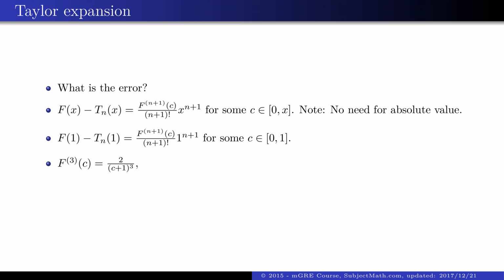We plug in c in the third derivative. Usually, we get a monotone function, so the extrema values are at the known endpoints of the interval for c. In our case, the term is between 1/4 and 2. So the maximal error follows.